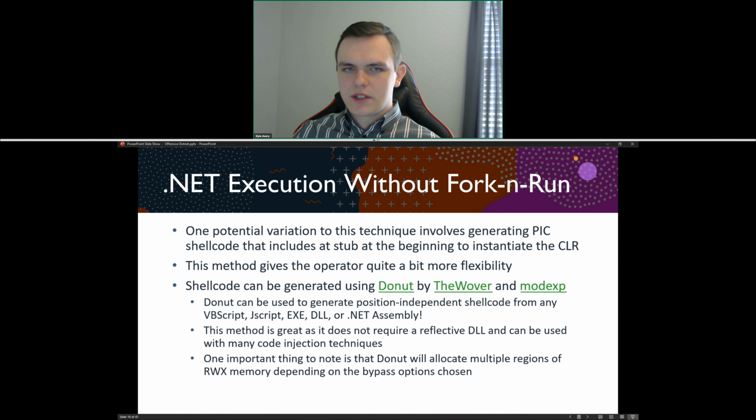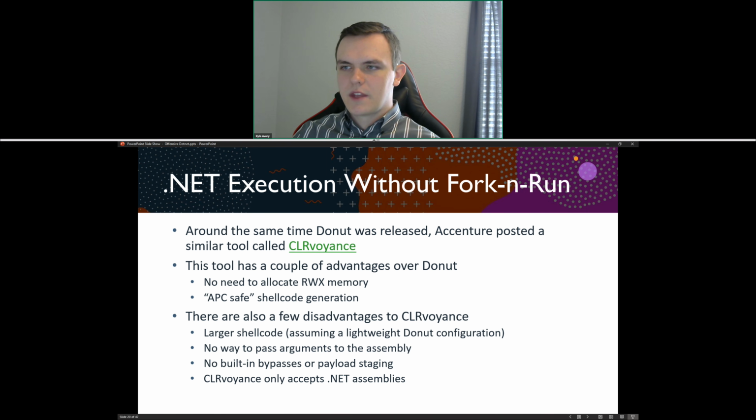The one problem with Donut is that it will allocate at least one region of RWX memory, if not multiple, if you select certain bypasses and things that it has built in. So that's definitely something to keep in mind. Now, at the same time that Donut came out, Accenture put a tool out called CLR Avoidance, which is very similar. It does approximately the same core functionality.